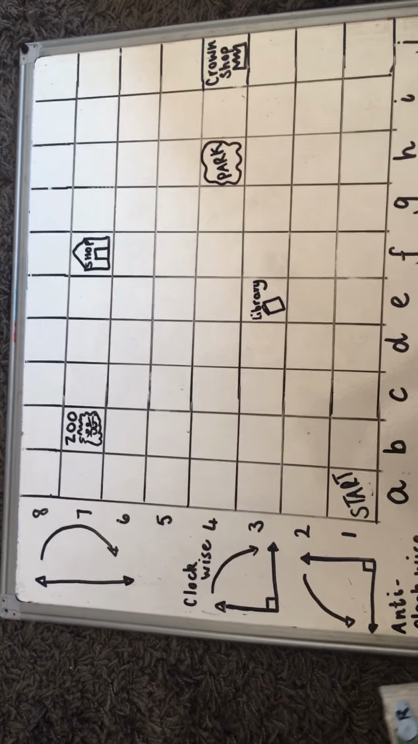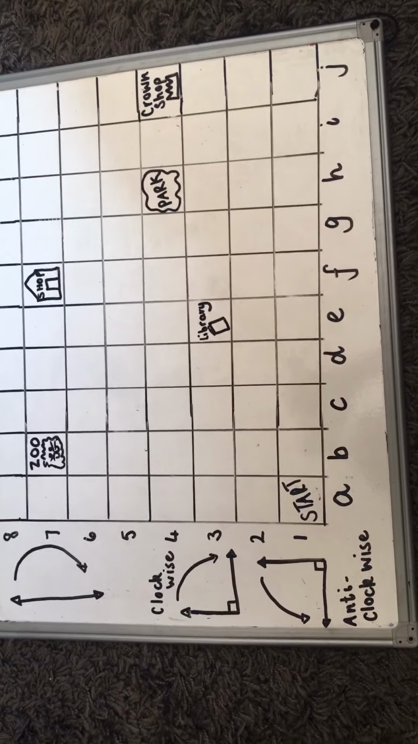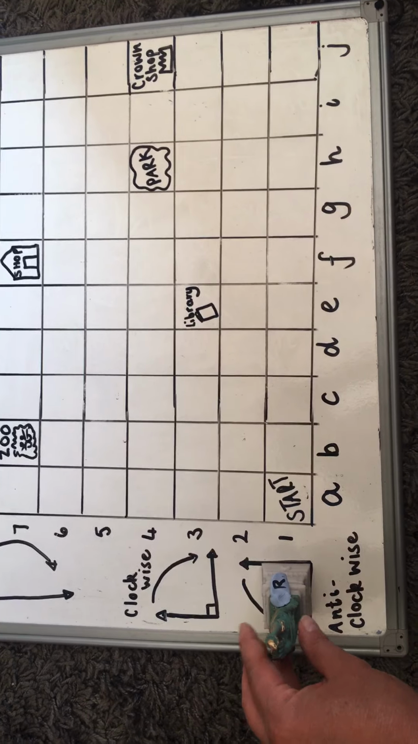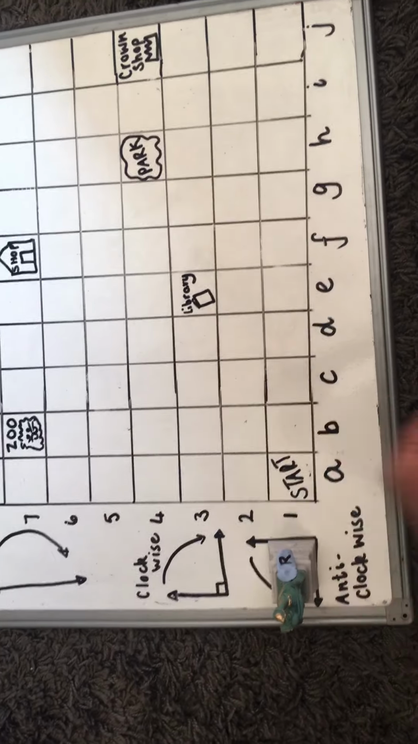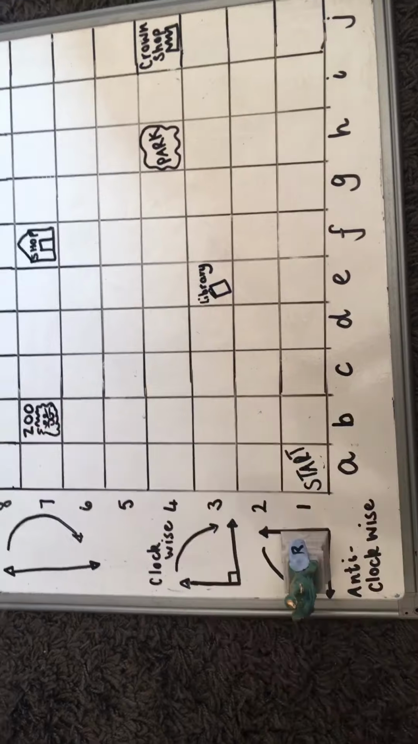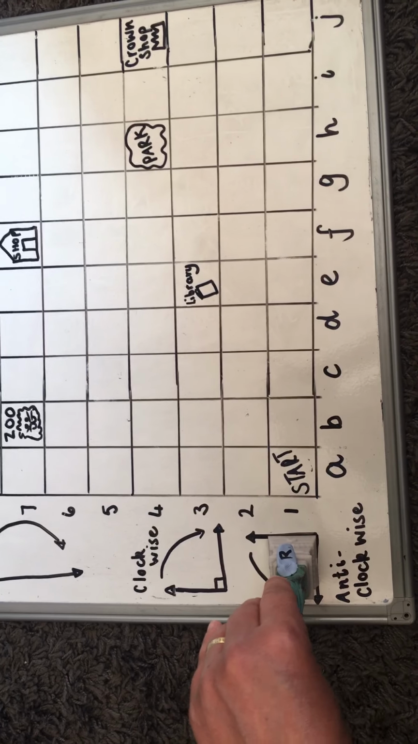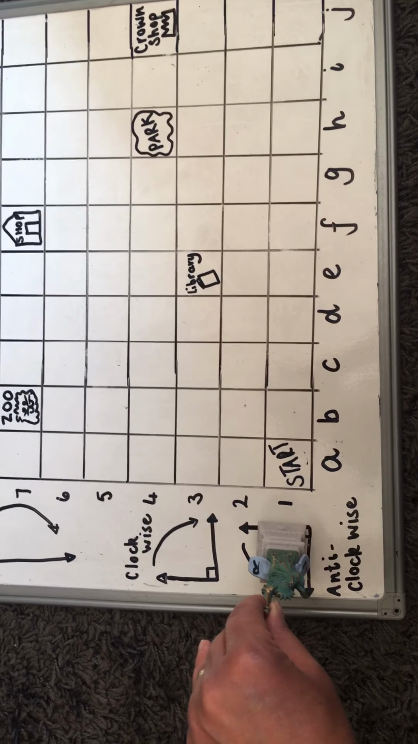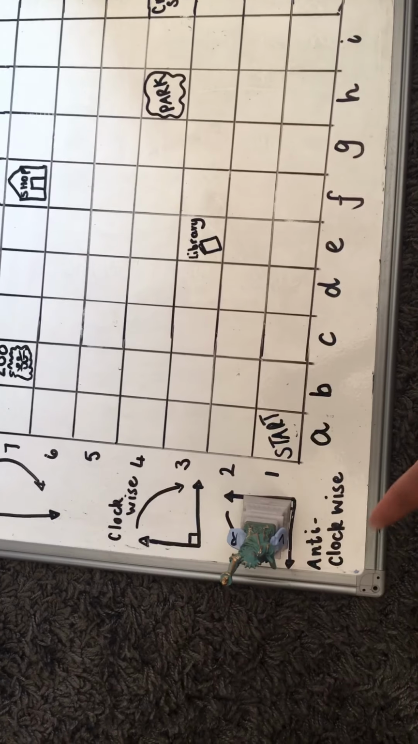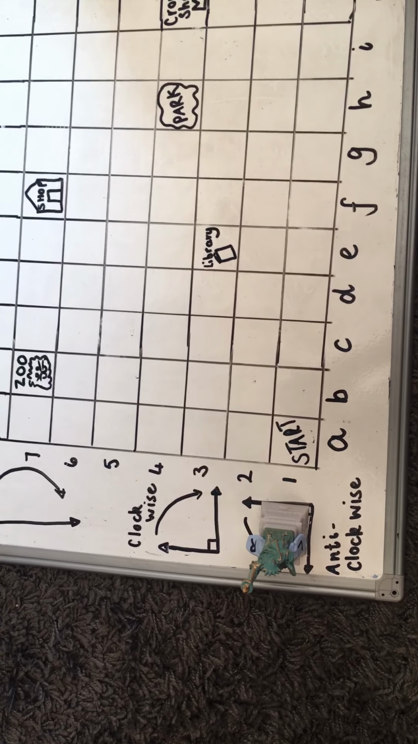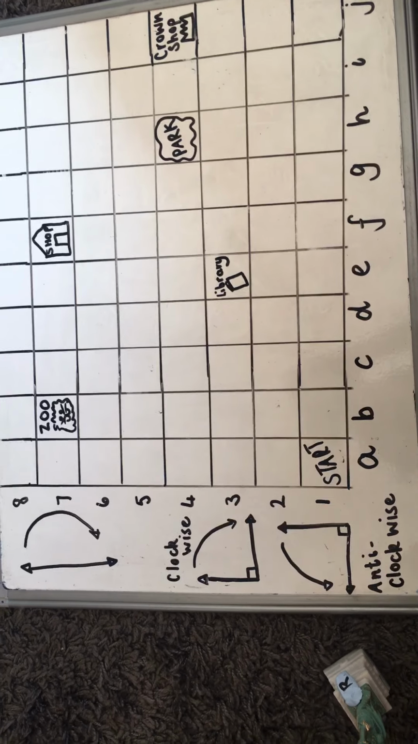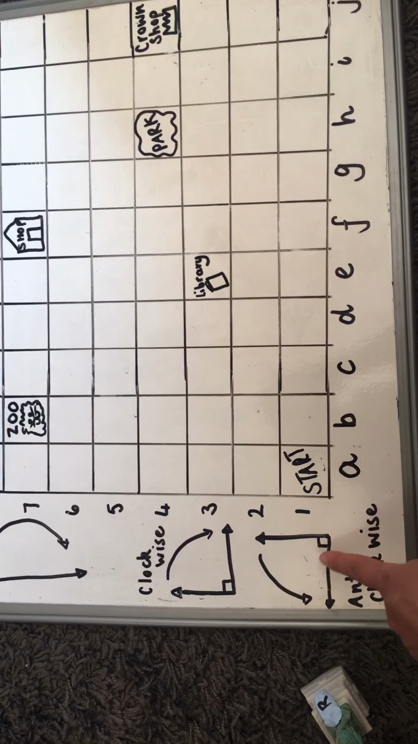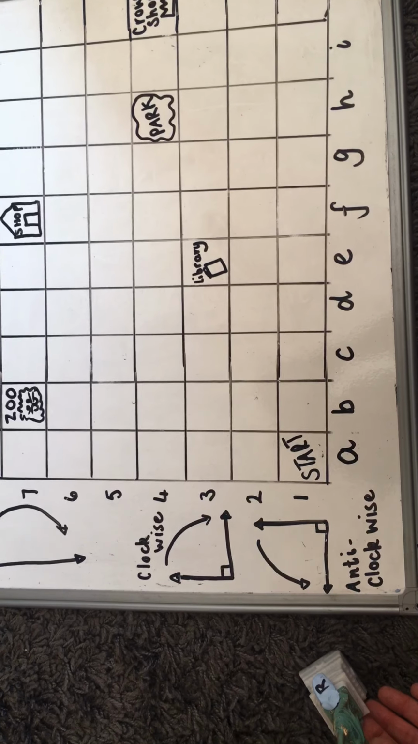Okay, if she wants to make an anti-clockwise quarter turn, there she is. She starts off facing that way again, and we want to go anti-clockwise for a quarter turn, and she ends up facing that way. So that's an anti-clockwise quarter turn. Again, sometimes called a right angle turn because we've got a wee right angle in there.